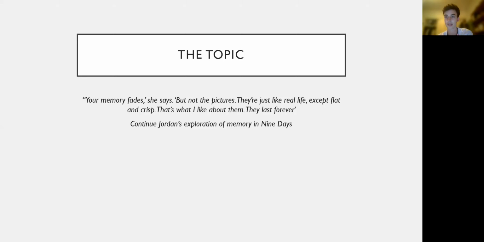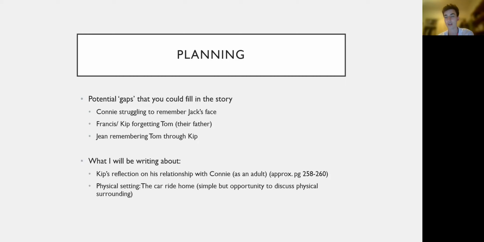So when I saw the topic, I started to think and plan a little bit, think about the theme of memory, where I know that it's introduced in the text and some key moments for it. And so I thought about some gaps that we could fill. So Connie's struggling to remember Jack's face, either after he's gone to war or maybe even after the news of his death has come home. We could do one from Francis or Kip's perspective, forgetting Tom or struggling to remember their father. And we know that Francis really struggles with the grief, the loss of his father, so we could really discuss that.